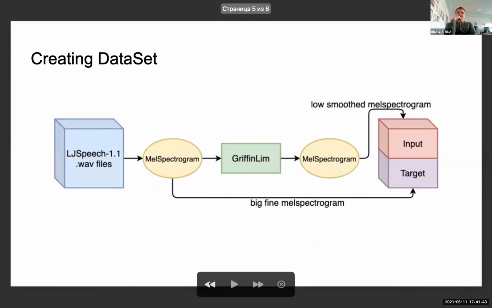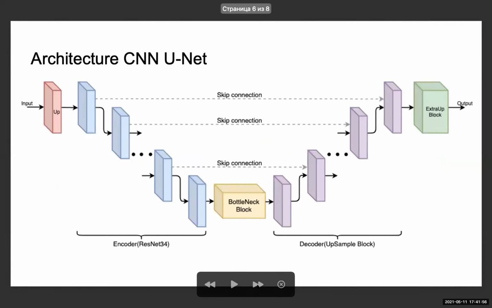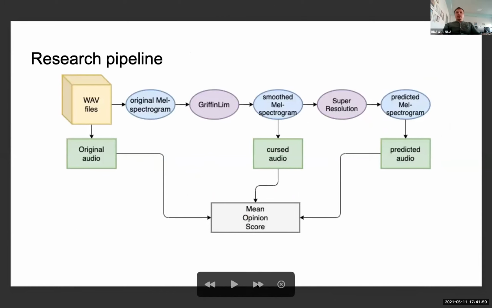What are the results? Have you generated spectrograms? How many? How many spectrograms have you already generated by this pipeline?